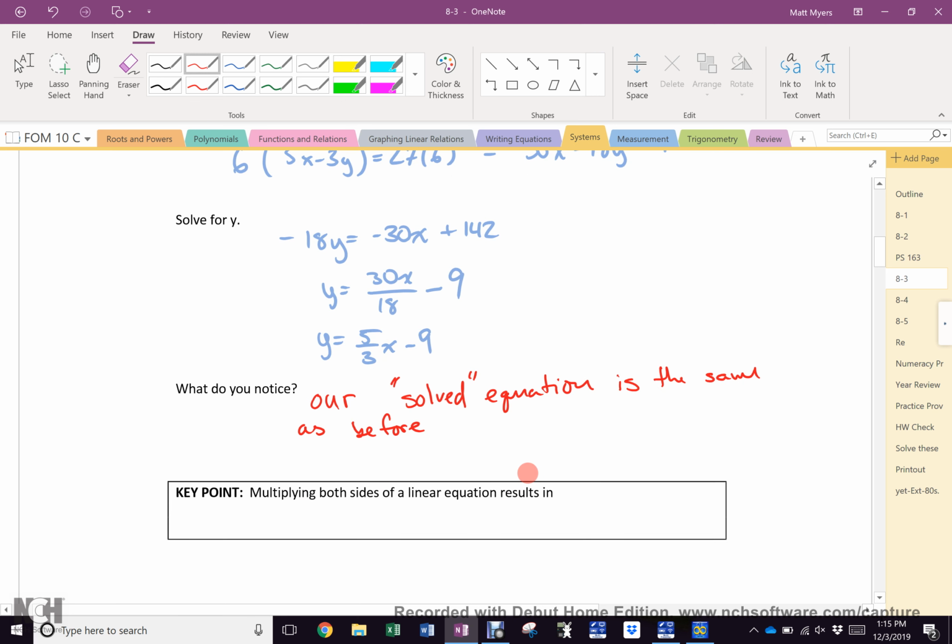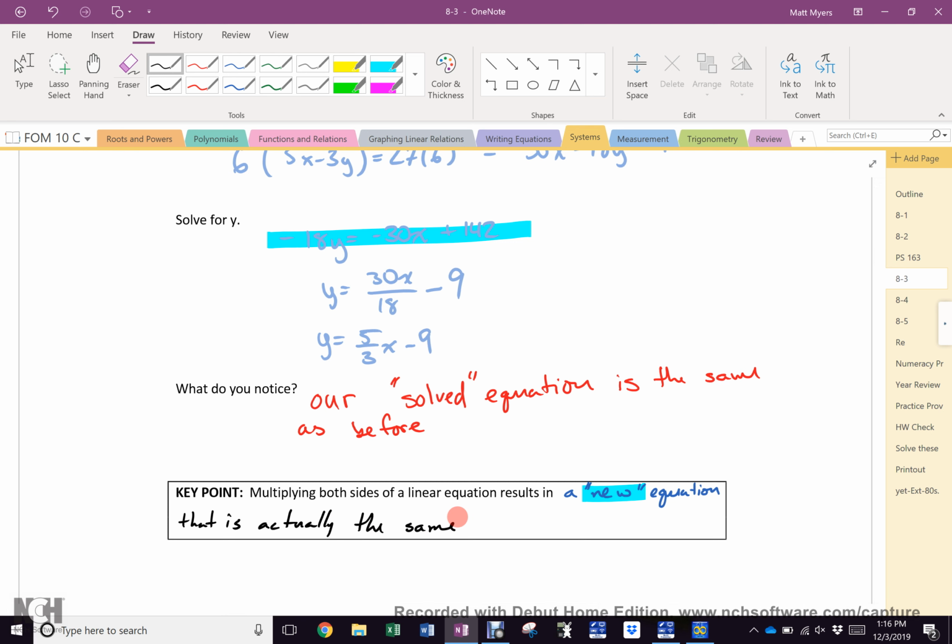Multiplying both sides of a linear equation results in a "new" equation, and I'm going to put new in quotes, because it's not really new, is it? A new equation, which we got right there, that is actually the same. Does everybody understand? Multiplying both sides of the equation didn't change the equation. What did it change? How it looked.